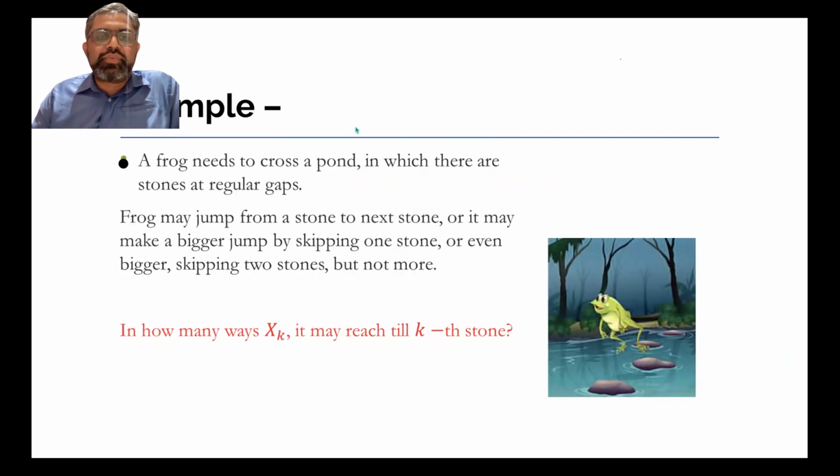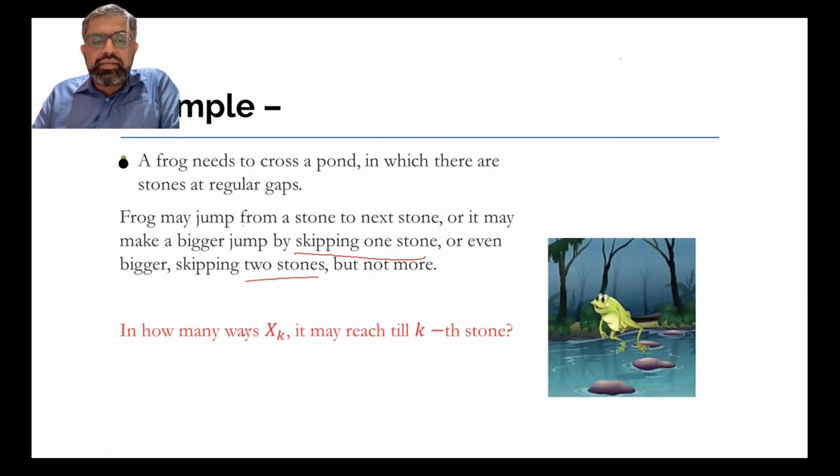Now we put some kind of constraints over here. So the frog can jump in certain ways. The frog can jump on the stones in the pond. Suppose it can jump directly from one stone to the next stone, or it can make a bigger jump by skipping one stone or skipping two stones. But it cannot skip three stones or more. So in how many ways can it cross the pond?